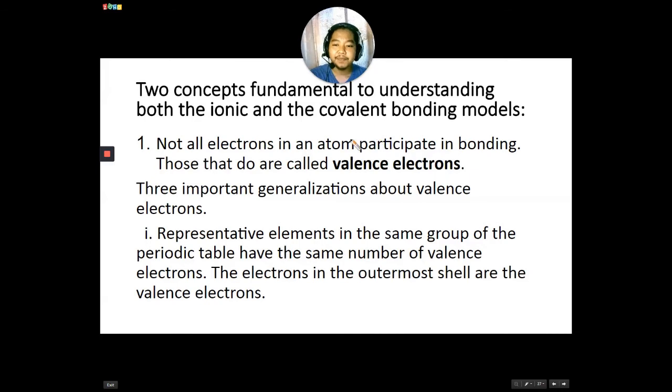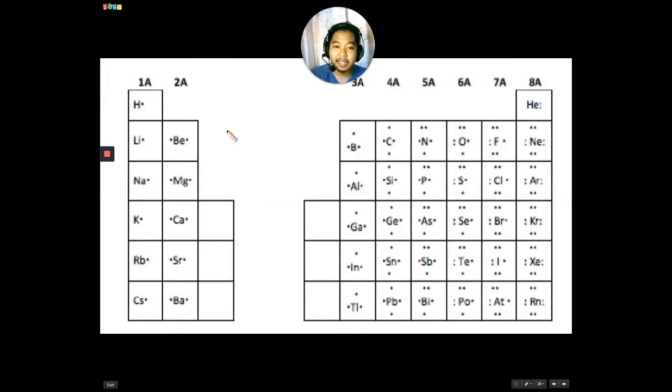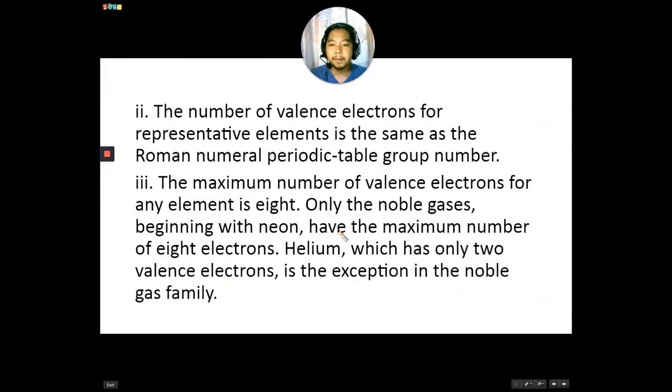So sobrang dali na. Second, so ito, again, these are your valence electrons. Group 1 will have 1 valence electron. Group 2 will have 2 valence electrons. Group 3 will have 3, 4 will have 4, 5, 6, and 7 will have their respective valence electrons in accordance with their group number. Second, medyo mahabang word to, second and third rather.